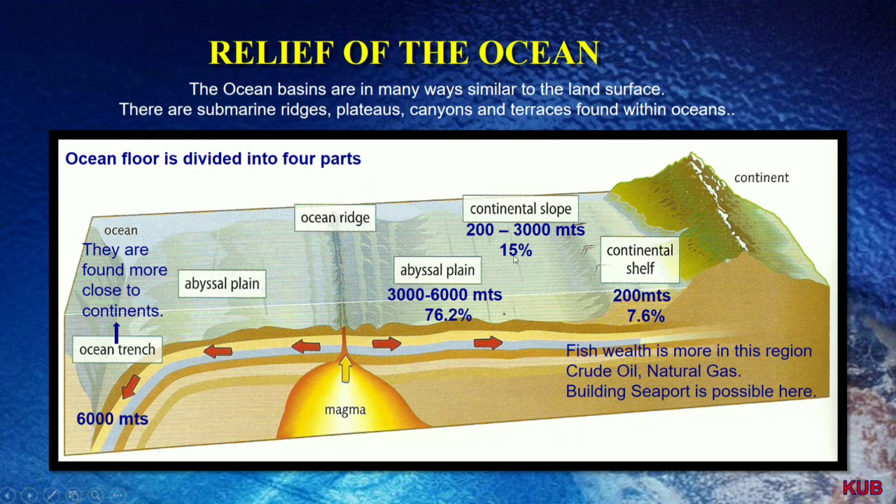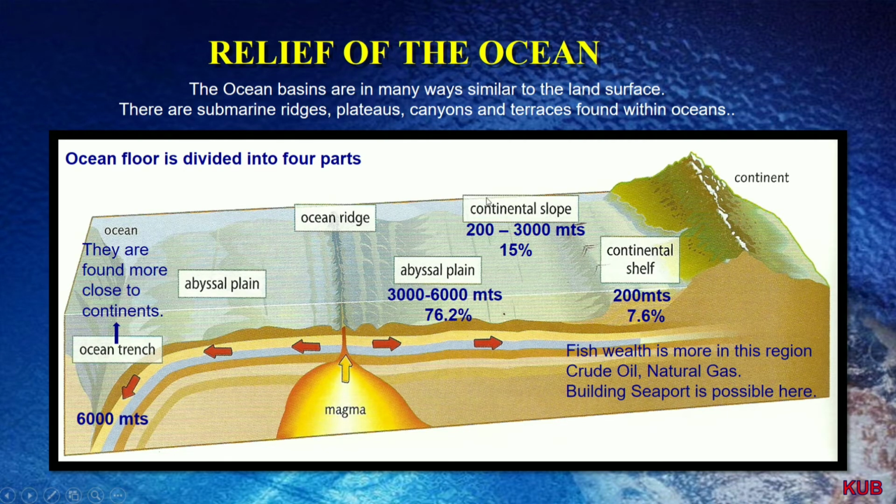It covers 15% of the volume of the ocean. The continental slope boundaries indicate the continents. Submarine canyons have also been observed in this region. They are formed by the process of erosion by glaciers and rivers.